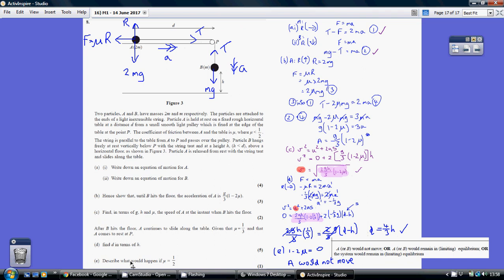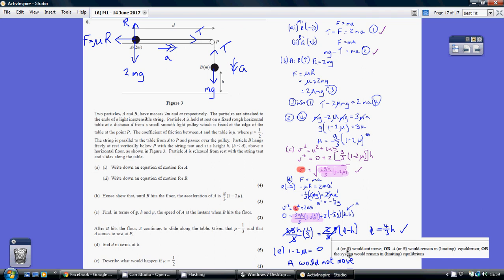Now for part E, describe what would happen if mu equals a half. So going back, what would happen if mu equals a half? Well, we're using this 1 minus 2 mu. Now if mu is a half, then that's going to basically equal 0. So the whole thing is not going to be moving. Okay, A would not move.